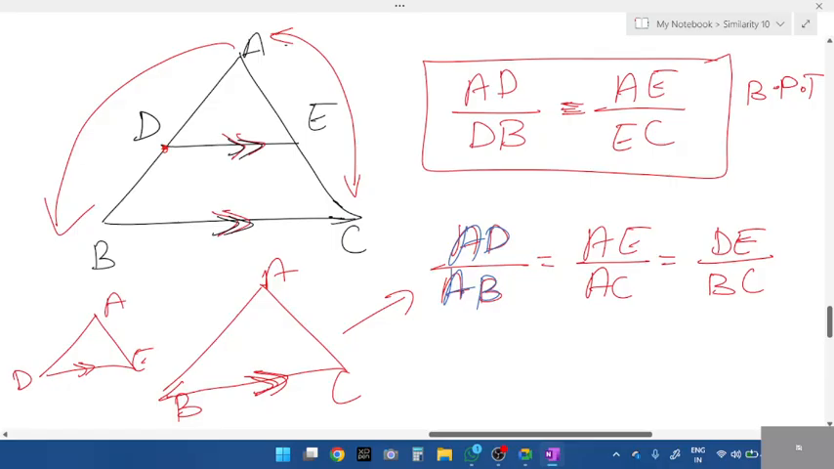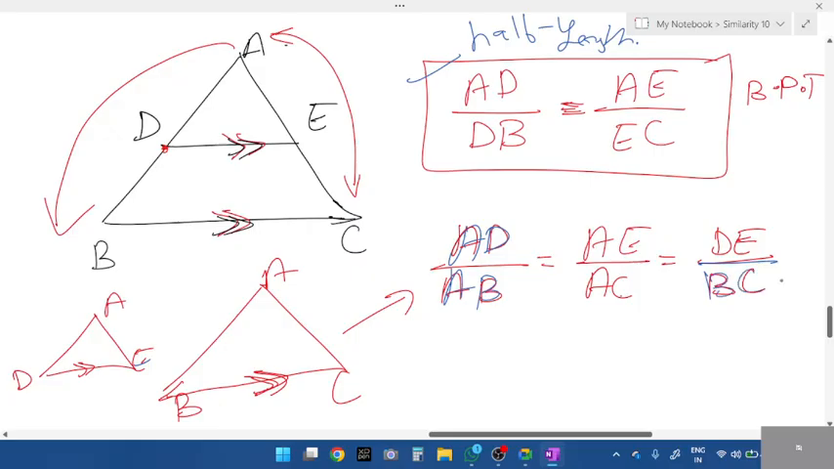I split the triangles and I've taken full length, students. So first one is the half length concept, half length. Second one is the full length. Next, right hand side we have AE, AE divided by AC. Bottom, the parallel lines are DE divided by BC.